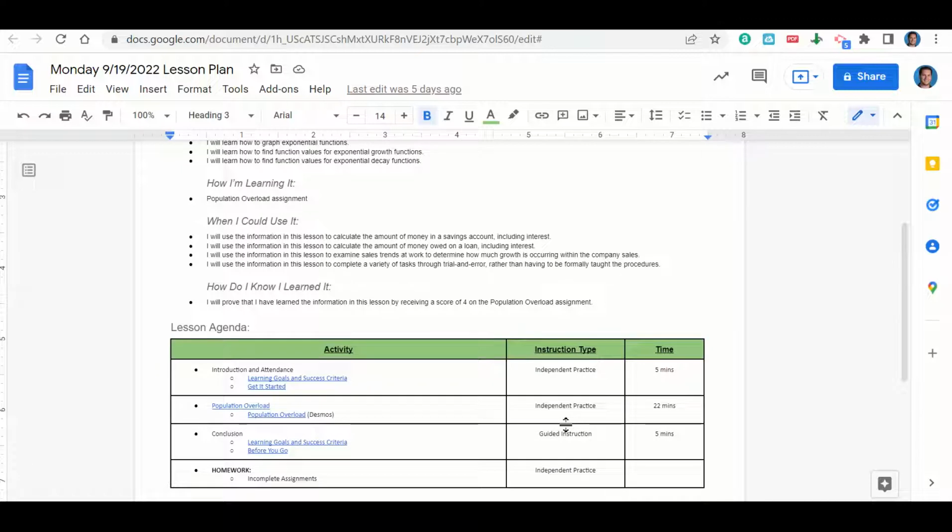Now let's take a look at our agenda for today. We will begin by going over our learning goals and success criteria. While we do that, you'll fill out your Get It Started. After that, we'll complete the population overload assignment on Desmos. Once we've completed the assignment, we'll go back over our learning goals and success criteria again, and then you'll fill out your before you go. Your only homework is to complete any incomplete assignments that you may have.